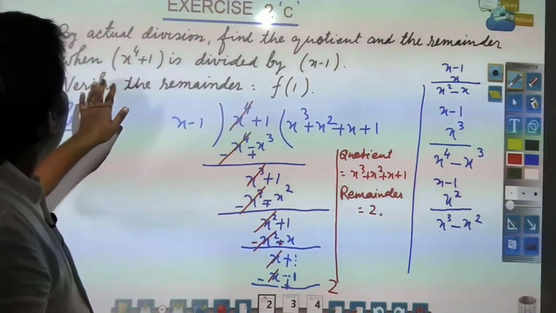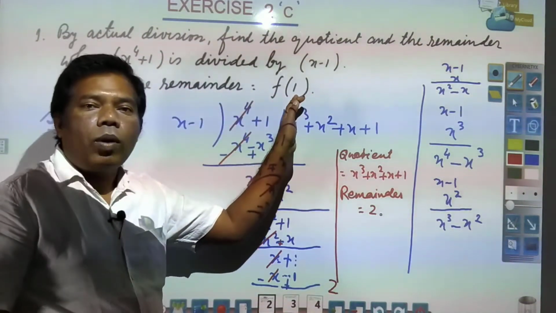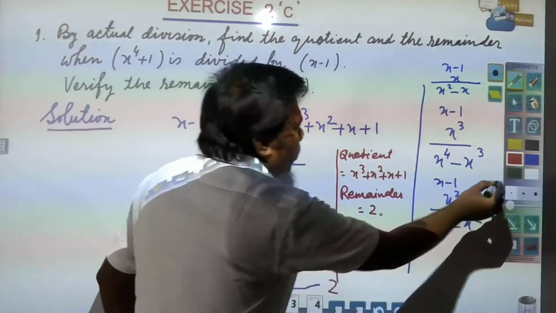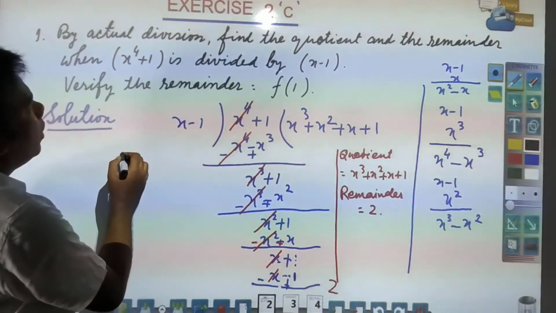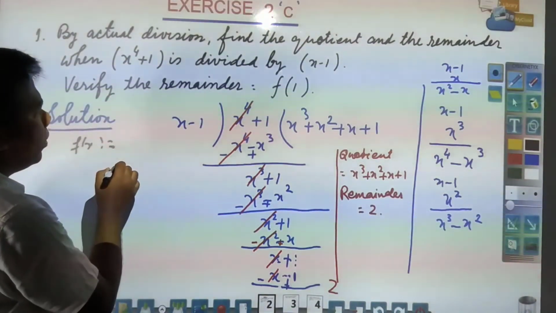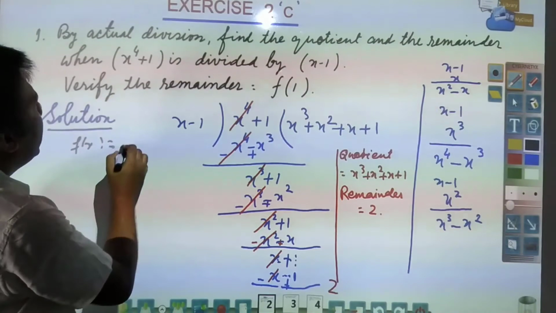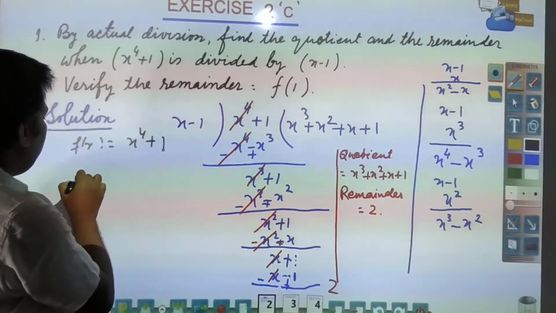Now verify the remainder is equal to f(1). So what you need to do, you need to put the value. Here you see, you have f(x), suppose you have x to the power 4 plus 1.